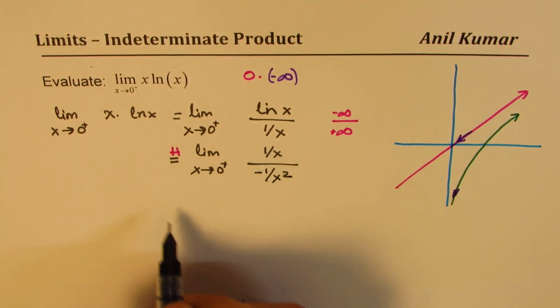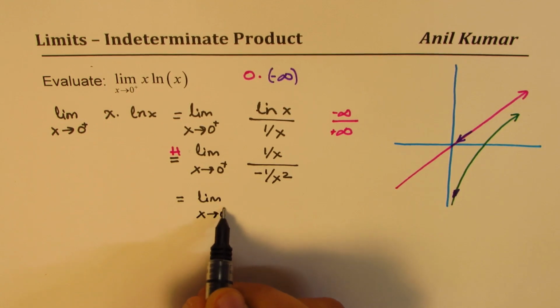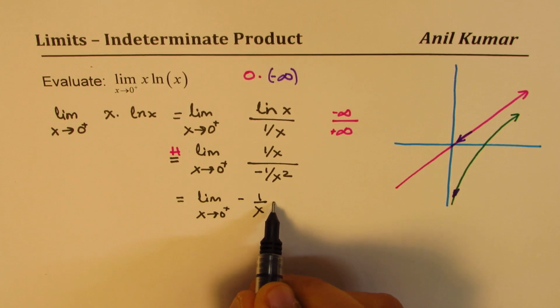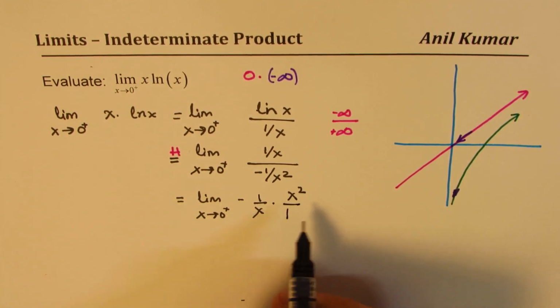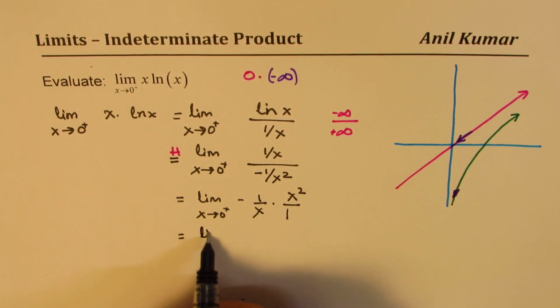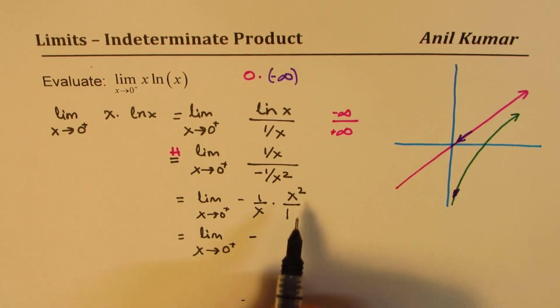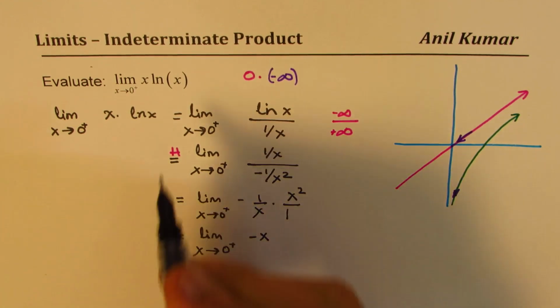This could be rearranged, and I could write this as the limit as x approaches 0 plus of 1 over x, with the negative sign going in the numerator, right? It's basically just rearranging. So we get a negative value and we get x. If I substitute 0 here, what do I get? I get the answer as 0. So our answer for this particular limit is indeed 0.